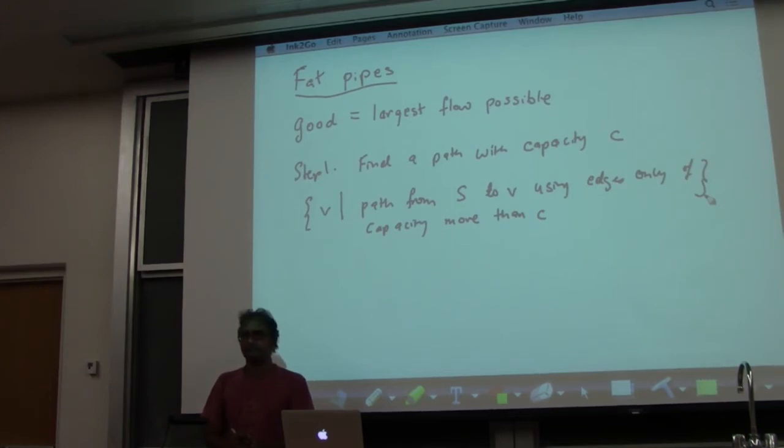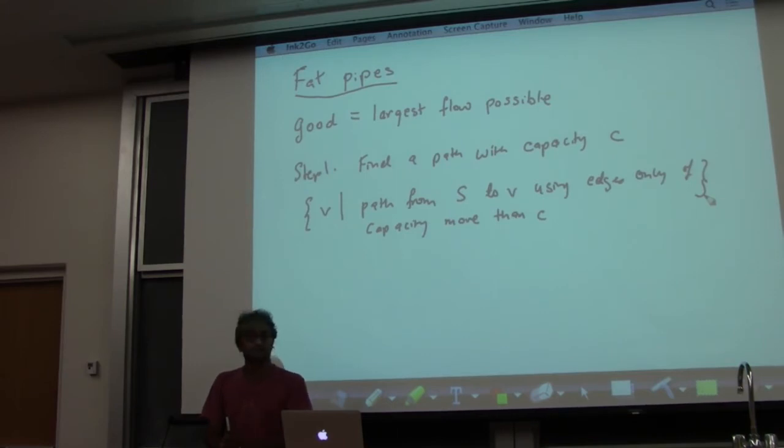Why is that? So I've said two things. The bottleneck path, the path that has the largest flow possible on it from S to T, has capacity C. And now I'm going to look at all vertices reachable from S using edges of capacity more than C. And I claim this set is a cut set. That it contains S but doesn't contain T. Well, it trivially contains S. Why doesn't it contain T? Why can this set not contain T? Based on what I just said.